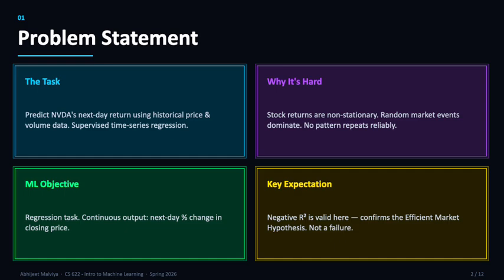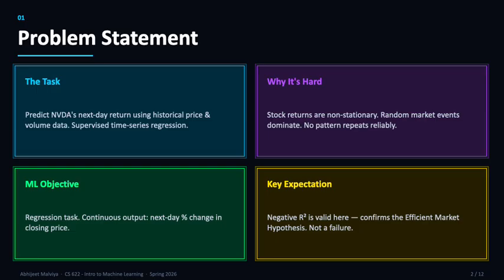So the task I'm solving is predicting NVIDIA's next day return, which is a percentage change in closing price, using only past price and volume data. This is formulated as a supervised regression problem where past patterns are used to estimate future movement.